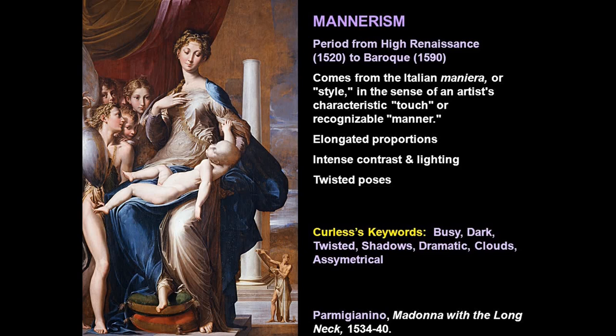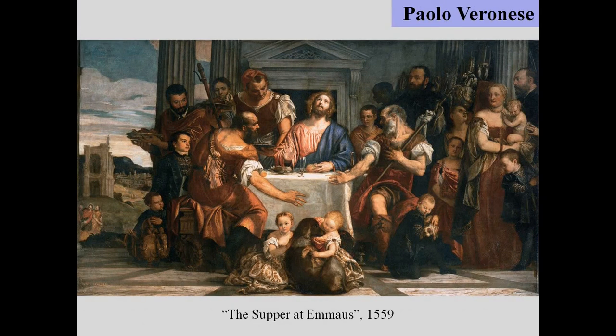What about the keywords for this stylistic direction? These are dark, twisted shadows, dramatism, the depiction of clouds, and also, which is very important, asymmetry, asymmetrical composition. So please notice that. Asymmetry leads to the depiction of dynamicism anyway. One of the representatives of Manierism stylistics is the artist Parmigianino. Please also write that down.